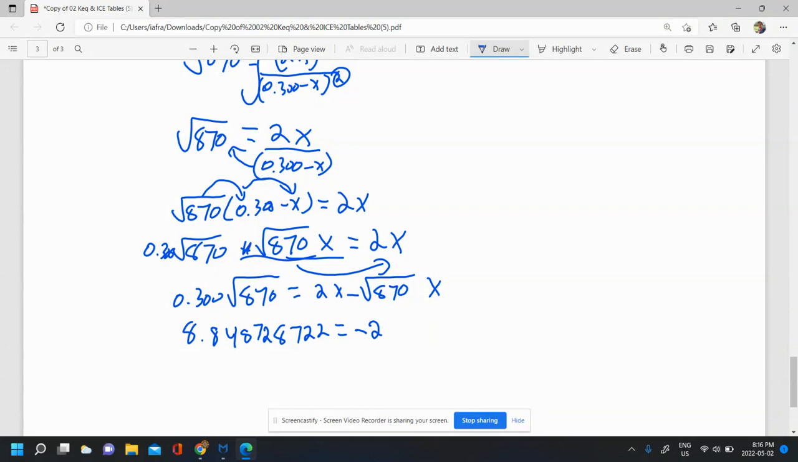This should be a plus. That's where I made a mistake there. Notice I saw I was going to have a negative x value, and that would not work. So as soon as I saw that mistake, I knew I made a mistake somewhere. And so I went back and I said, oh, yeah, look, this should be a plus here since I sent this over to the other side. That should become a plus.